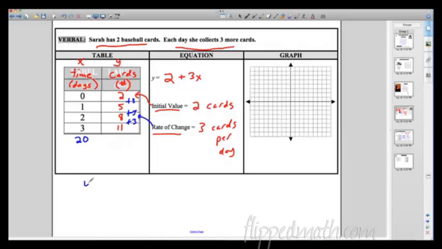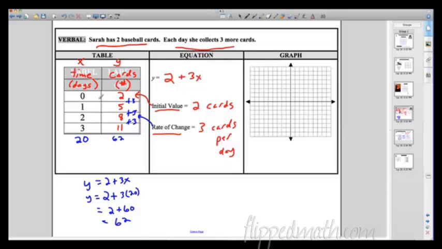Or I could say, well, I know my equation is y equals 2 plus 3x. X stands for the days, so I'm going to put in 20 as my days. So really I'm going to say 2 plus 3 times 20. And I want to know what is y when x is 20. If I solve this, I get what? 3 times 20 is 60, plus 2 is 62. So really day 20 is going to make 62. 62 cards on day 20. Fantastic.